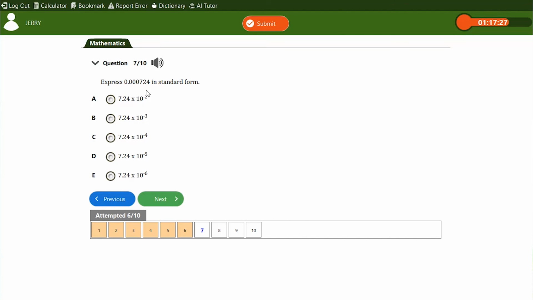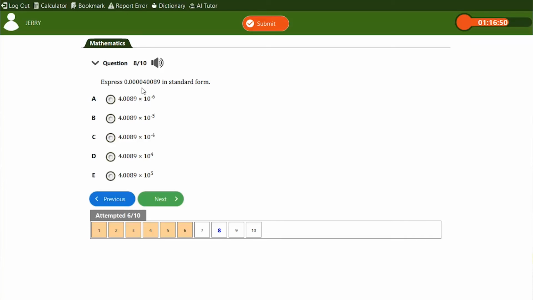Express this in standard form. I think you can do this now. So that's what we're going to do. Just do this and drop your answer in the comment section. Show me your workings. Maybe you can do an explanation with a sentence if you can't put the mathematical figure there. So just solve this and put your answer in the comment section. 0.00724 in standard form. Do that.